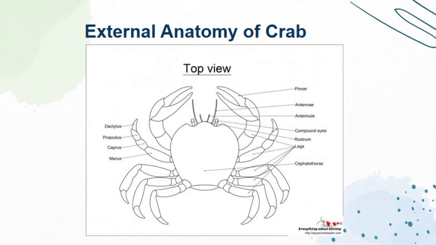Let's talk about the external anatomy of the crab. First are the dactylus, propodus, carpus, merus, pincer or yung sipit-sipitan nila, antennae, antennule, compound eyes, rostrum, and also their legs and cephalothorax. Juvenile crabs are 20 to 99 mm or 0.8 to 3.9 inches in carapace width.